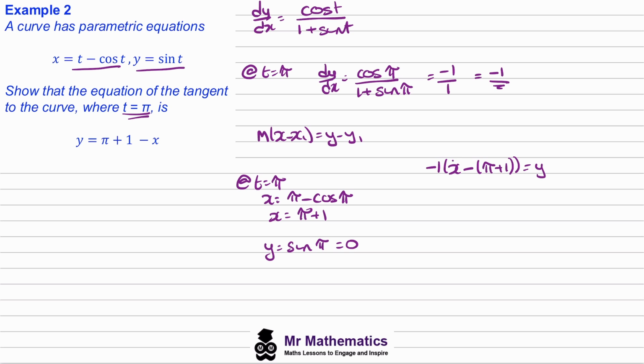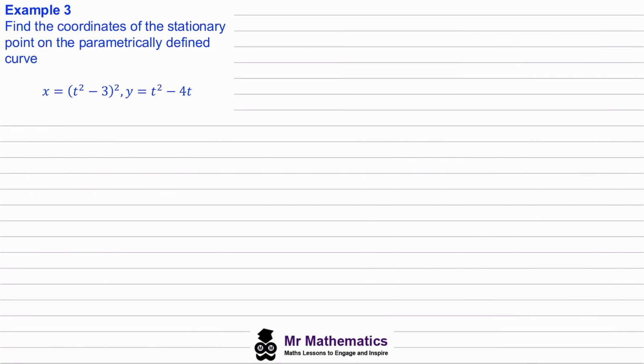We'll expand out this bracket, so we get -x. This negative and this negative will make a positive, so plus pi plus 1. And this is the equation of a tangent we were asked to show. Okay? Let's try one more question. So do you want to read through question 3 yourself and try and find the coordinates of the stationary point?